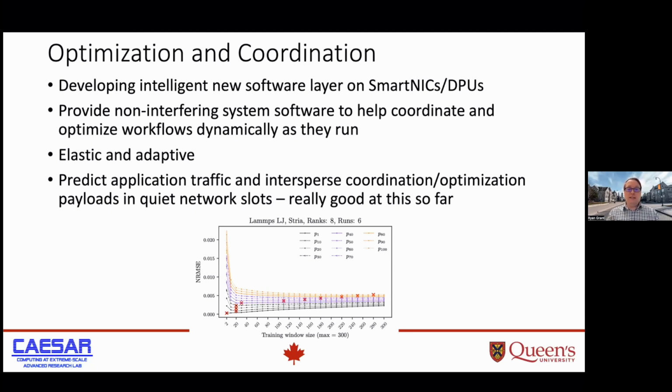So you can see here on a molecular dynamics run, because we care about molecular dynamics, with something like LAMMPS, the simulator, we can get down into very, very small normalized root mean squared errors in predicting when or when not we have quiet communication periods where we can send this type of traffic. We can get down to errors that essentially mean that we're 100% of the time, 99.999% of the time, we can send at the right period during these applications.